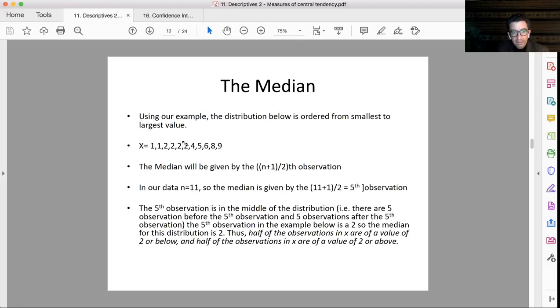If we had an even number of observations, then the median will fall in between 2. If that happens, we just take the average of those 2, and that's the median. In this case, the average of those is 2. So the median would still be 2 if we had 12 observations. All right.